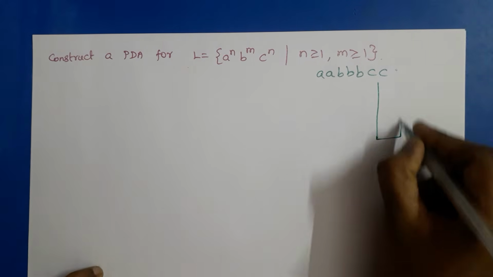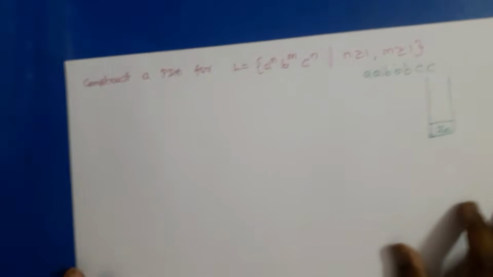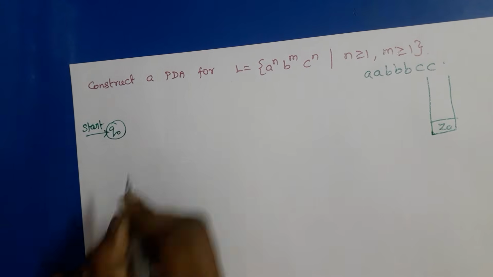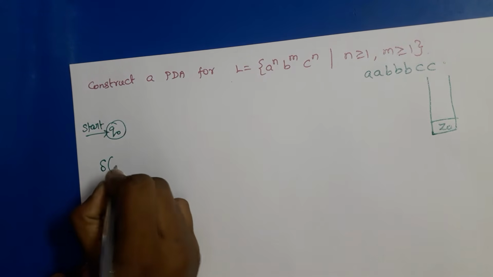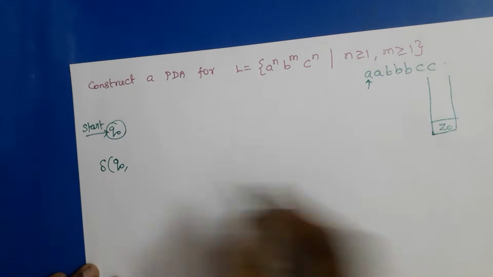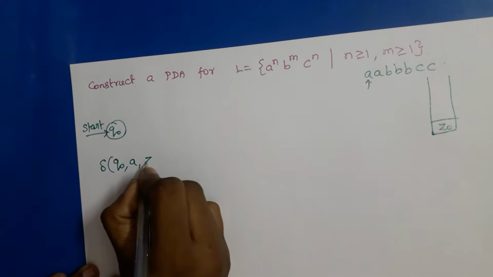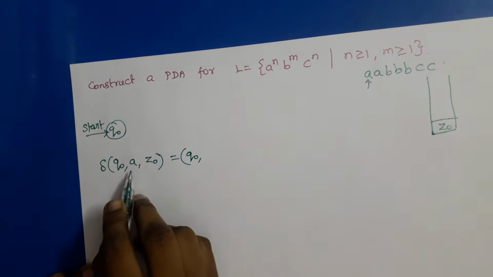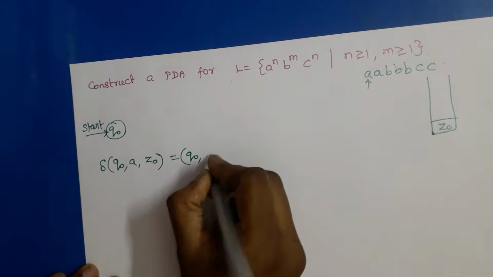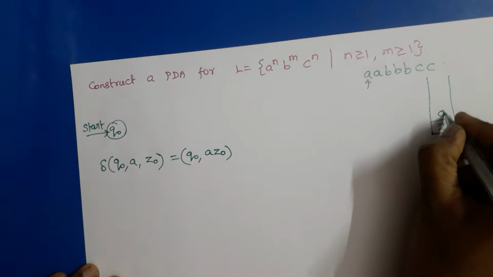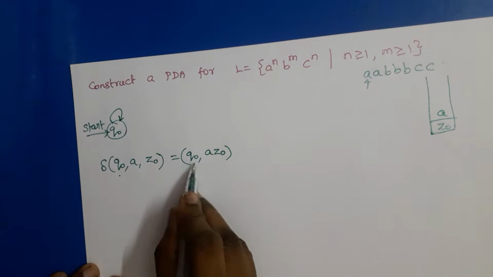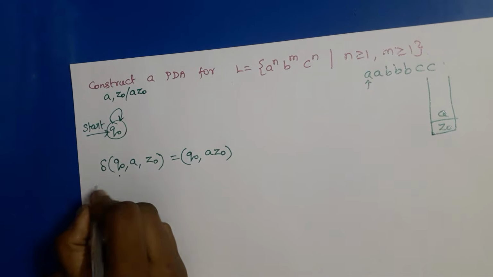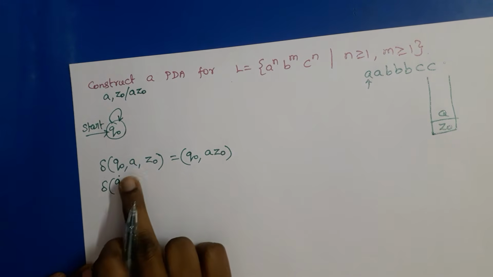Okay, so this is the initial configuration of the stack. Q0 is the start state, and delta(Q0, A, Z0): the first input symbol is A, the top of the stack is Z0, so we have to remain in the same state Q0 and perform a push operation. So A Z0, A must be pushed onto the stack. So Q0 to Q0, A comma Z0 slash A Z0. Now this is for pushing one A.